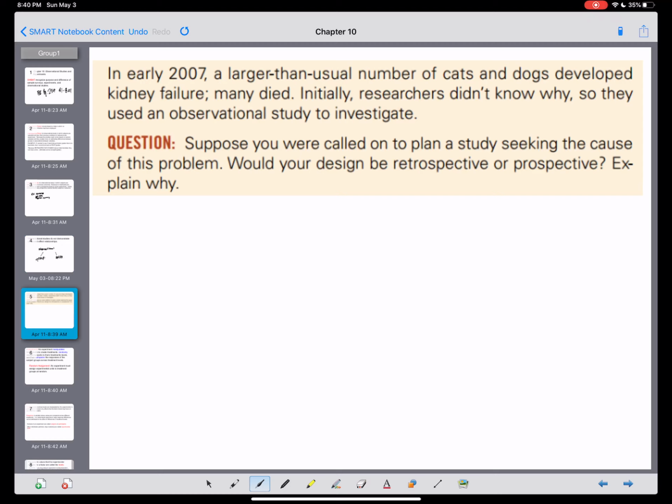Okay, here's our first little problem that we're going to do. In early 2007, a larger than usual number of cats and dogs developed kidney failure. Many died initially. Researchers don't know why, so they used an observational study to investigate. Suppose you were called on to plan a study. What would your design be, retro or pro? This one would definitely be a retro.